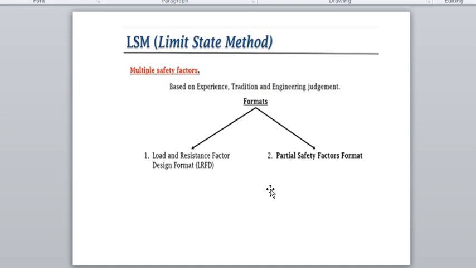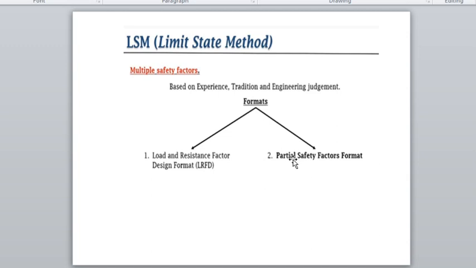Now, in the first slide, I said something about multiple safety factors. That is based on experience, tradition, and engineering judgment. There are two types of safety factors. One is the load and resistance factor design format, LRFD. The other one is the partial safety factors format. There are two formats: load and resistance factor format and partial safety factor. This means, to be simple, these are two factors of safety or partial safety factor.